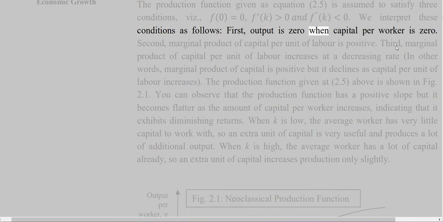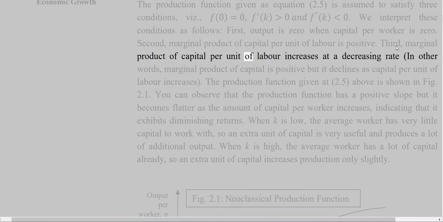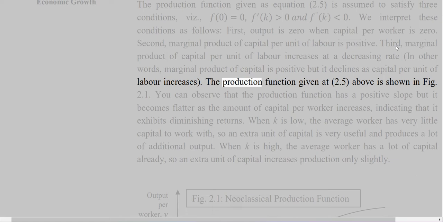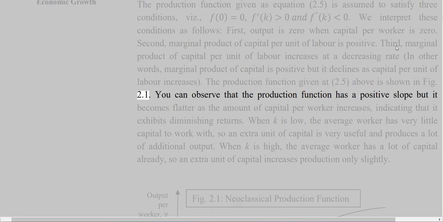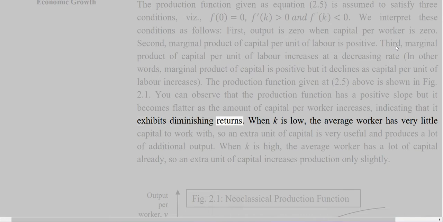We interpret these conditions as follows. First, output is 0 when capital per worker is 0. Second, marginal product of capital per unit of labor is positive. Third, marginal product of capital per unit of labor increases at a decreasing rate. In other words, marginal product of capital is positive, but it declines as capital per unit of labor increases. The production function given at 2.5 above is shown in Fig. 2.1. You can observe that the production function has a positive slope, but it becomes flatter as the amount of capital per worker increases, indicating that it exhibits diminishing returns.